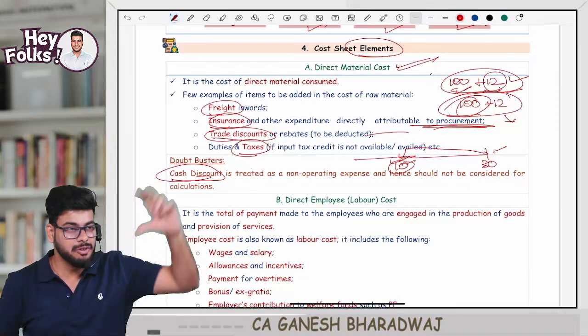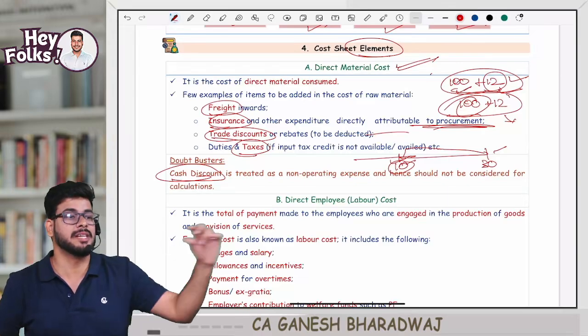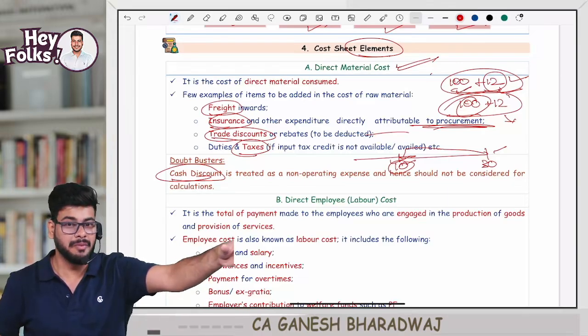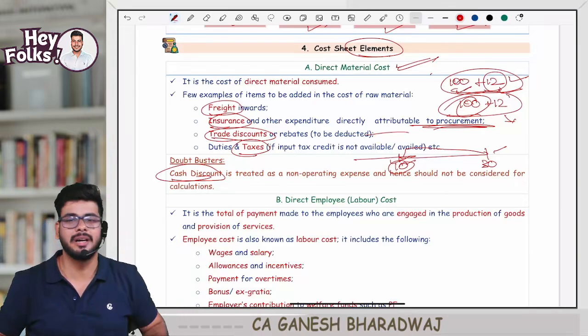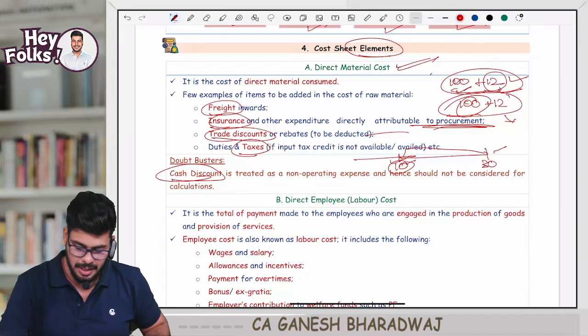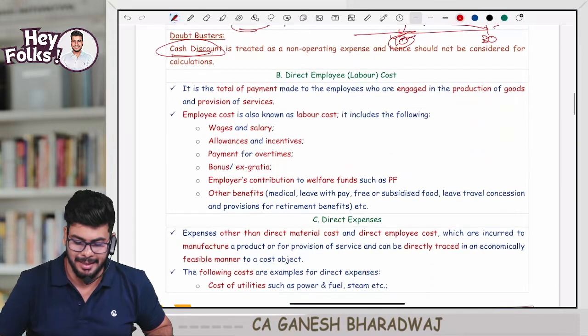So now, when you are purchasing raw materials, if they have said trade discount, subtract it. But when they have said cash discount, do not subtract it. Clear with this, guys? Are you all understanding this? That's about it. Next, direct labor cost.